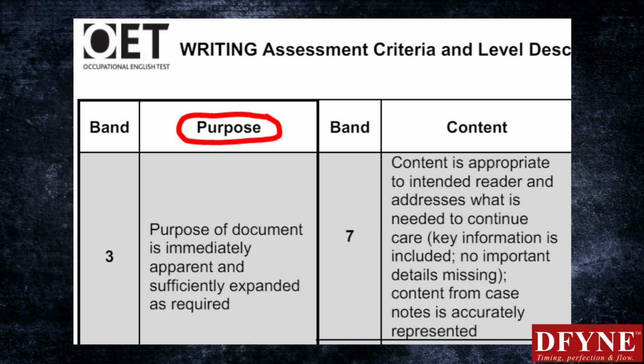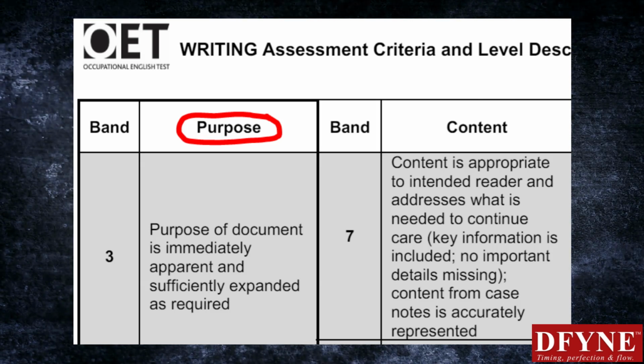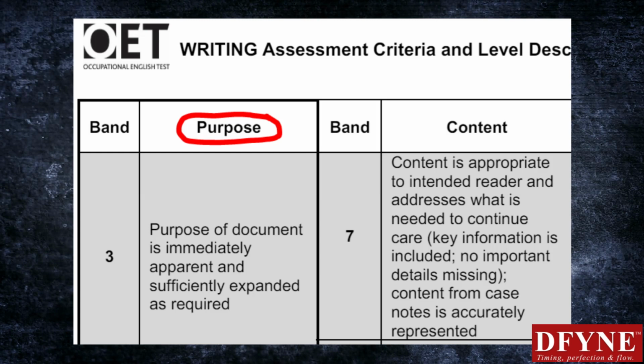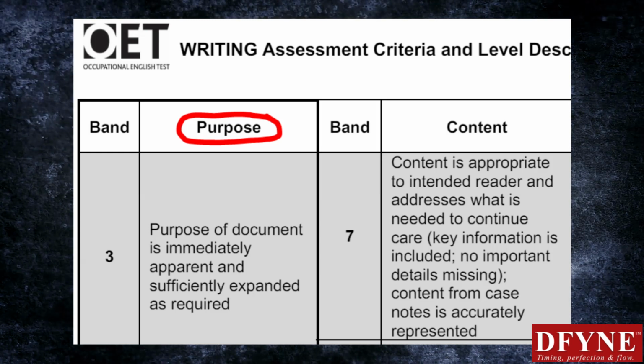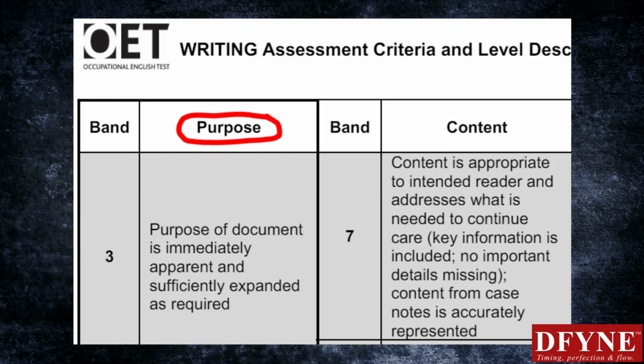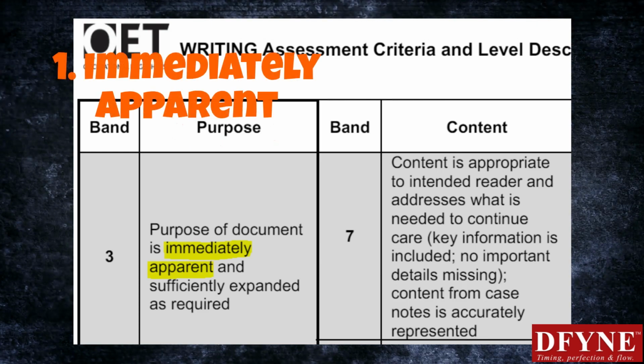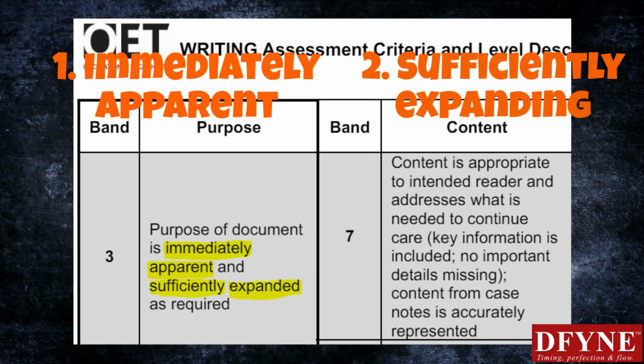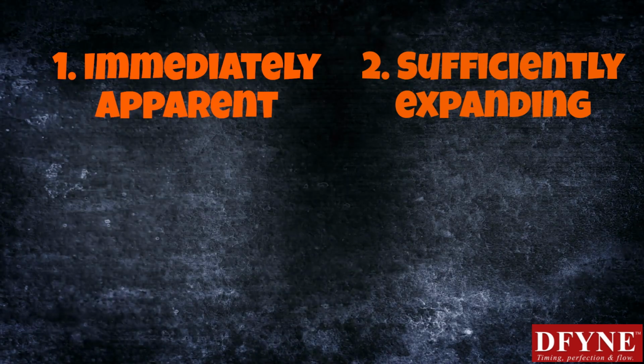Now in this video, I want to make this parameter as clear as possible so you, the viewer, know exactly how to score a 3 in the purpose. Now there are two parts to purpose: immediately apparent and sufficiently expanding. We'll go through each part using examples.